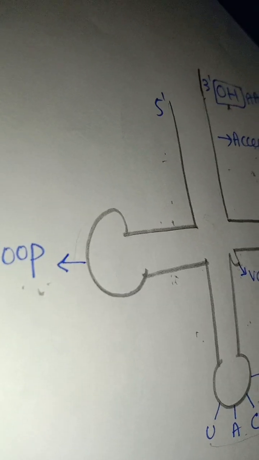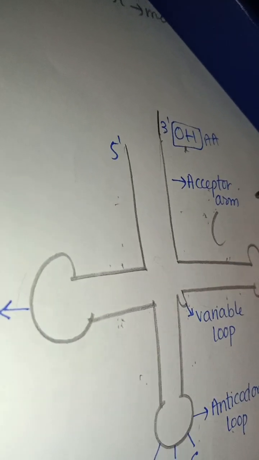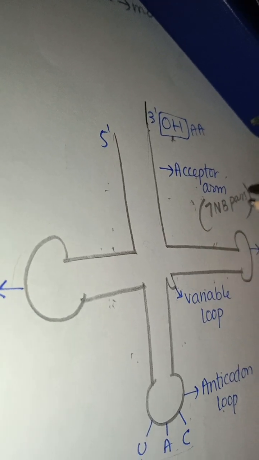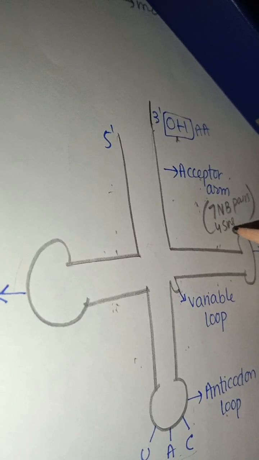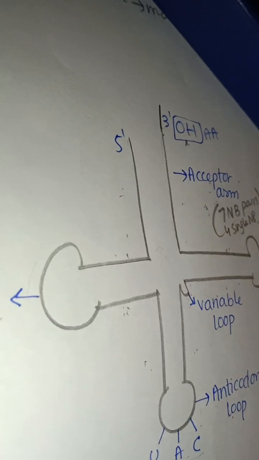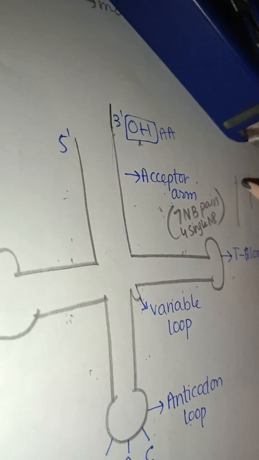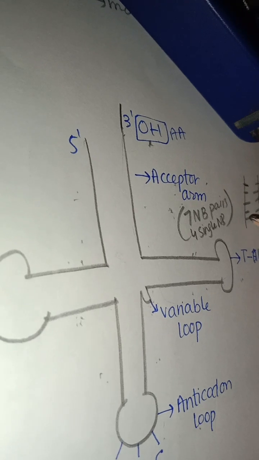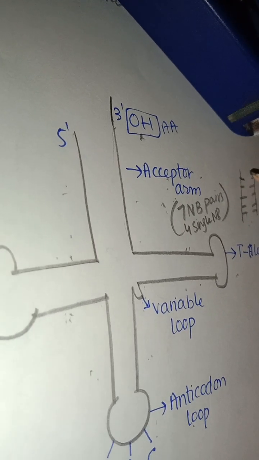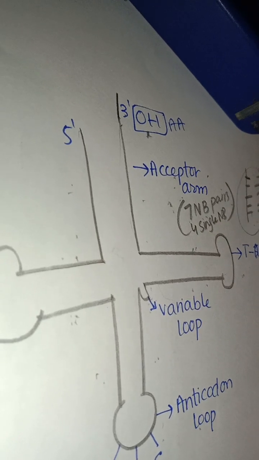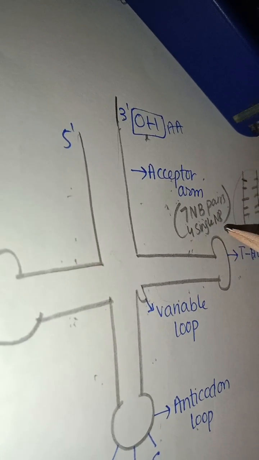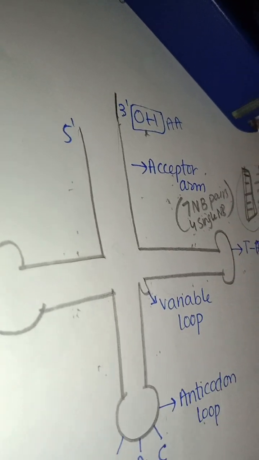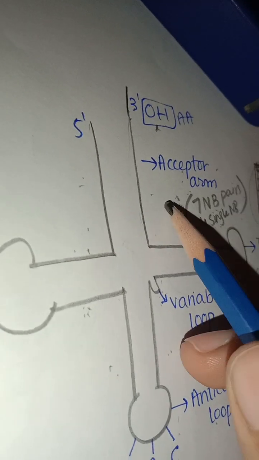Then if we talk about the acceptor arm, in the acceptor arm there are 7 pairs of nitrogenous bases and 4 single nitrogenous bases. For example, one nitrogenous base is present here, one here, one here, one here, like this. There are 7 nitrogenous base pairs present in the acceptor arm and 4 single nitrogenous bases. If we talk about one strand, only 4 single nitrogenous bases are present in the acceptor arm.